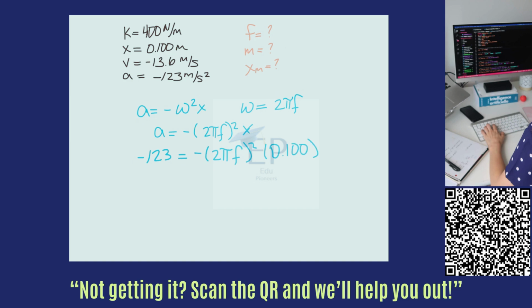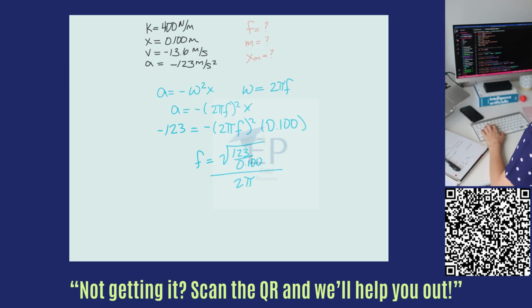Rearranging this to solve for f, we would have f equals the square root of 123 divided by 0.100 all over 2 pi, and that would give us a solution of f equals 5.58 hertz.